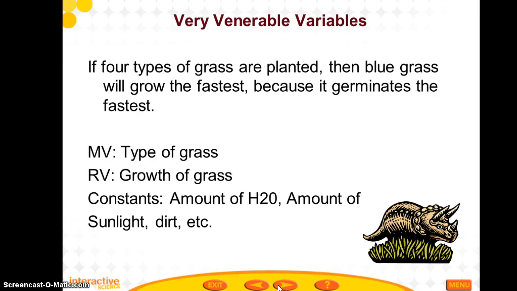If 4 types of grass are planted, then bluegrass will grow the fastest because it germinates the fastest. My independent or manipulated variable is my type of grass. The responding variable will be the growth of grass. And then constants, I would need to keep the amount of water constant, the amount of sunlight, the amount of dirt, etc.